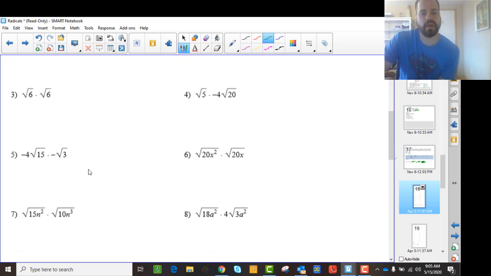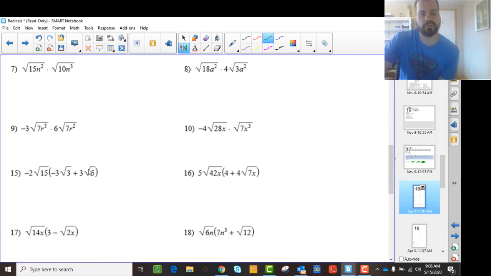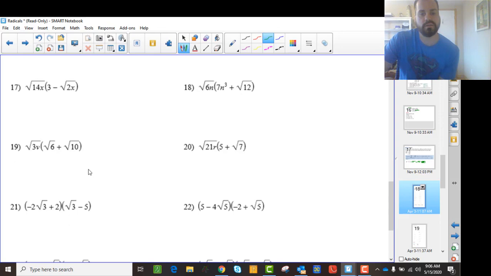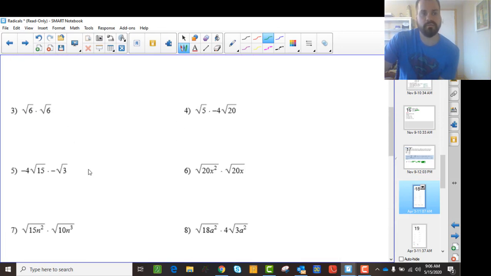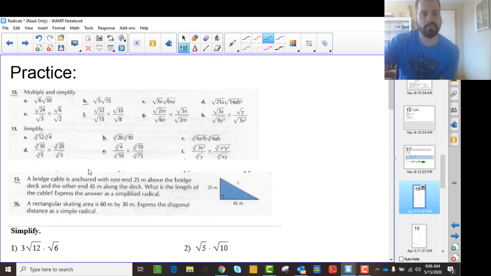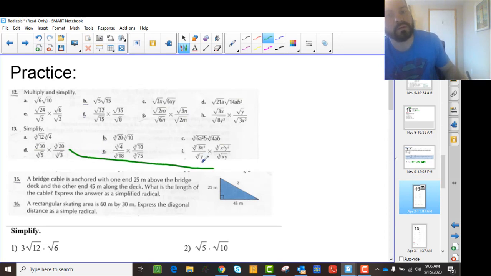Okay, and there's a bunch of practices here that you can try. There's a whole bunch of questions to try, a whole bunch of multiplications, and this practice will be posted for you. But let's just look at a couple of these divisions. Let's look at this one here. I'm just going to pull it out over here.